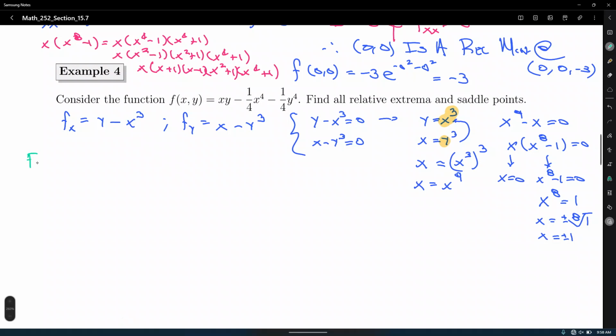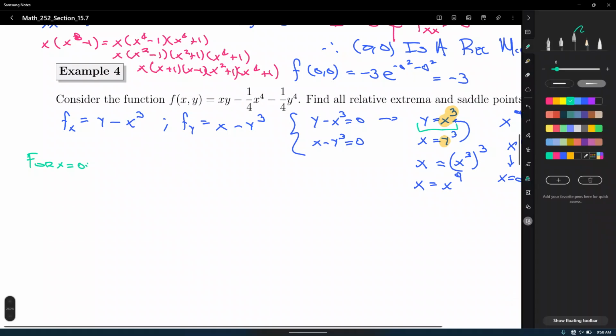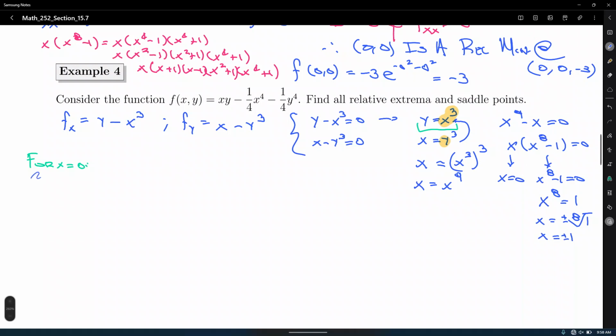We're going to go back to this equation, y equals x cubed. So x equals 0, y equals 0 cubed, which is 0. This is going to give us the critical point 0, 0.